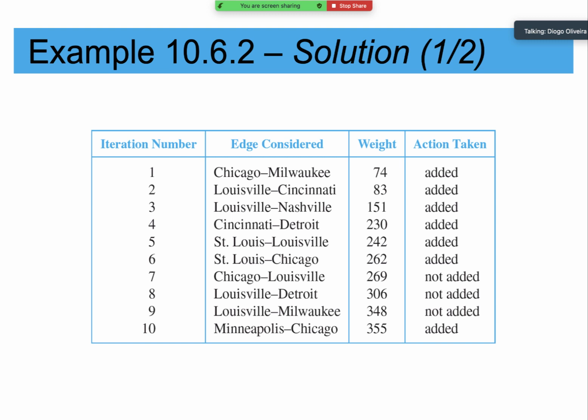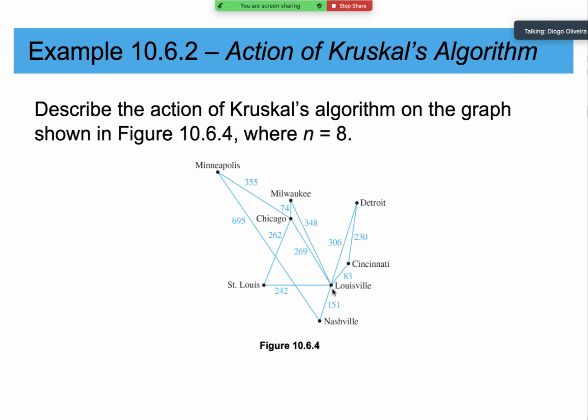Now, let me ask you a question. Why aren't we adopting iteration number 7, which is the link between Chicago and Louisville, neither between Louisville and Detroit, nor Louisville, Milwaukee? So first of all, let's take a look at Chicago and Louisville. Why, according to our solution here, are we not adopting this edge over here, in your opinion? Any guesses? No?